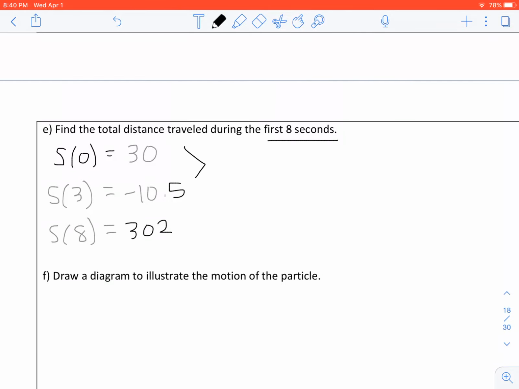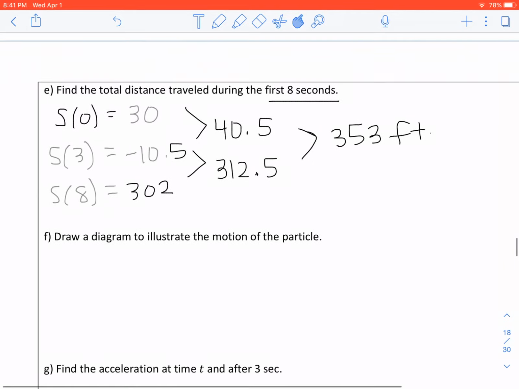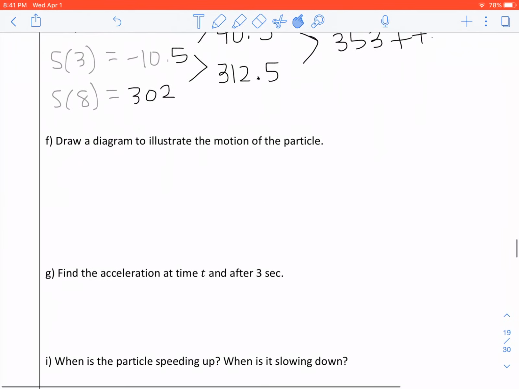So the distance that it traveled here, if you do the bigger number minus the smaller number, which is distance, is 40.5, or think of it as a number line. It went in the negative direction, and then it switched at 3 seconds and went in the positive direction. And if you do the bigger number minus the smaller number, you get 312.5. So the total distance that it went, adding up these two pieces, would be 353 feet. We will look at f together.